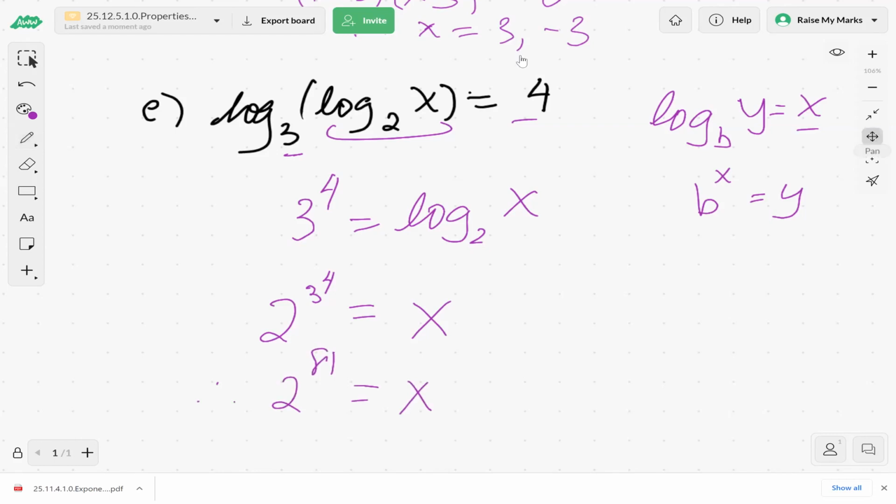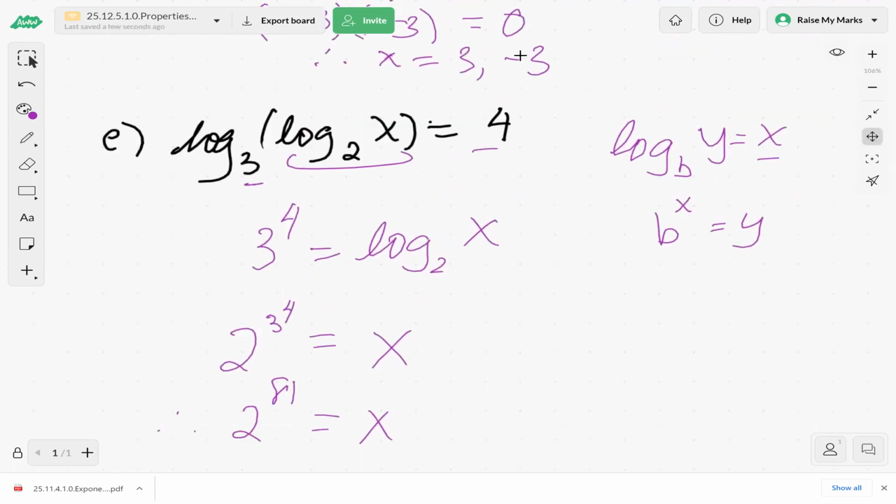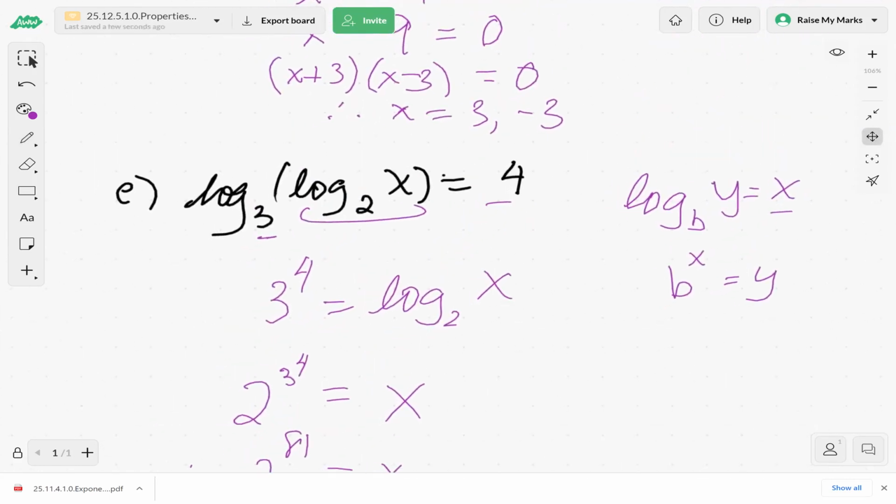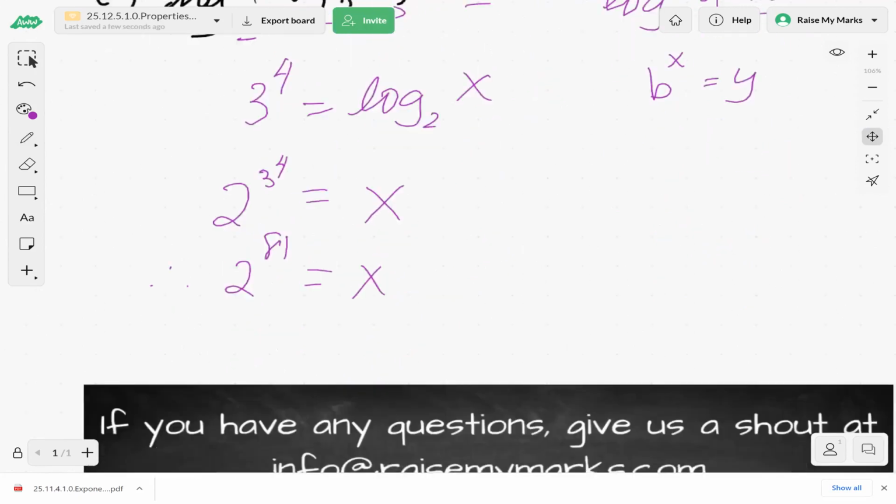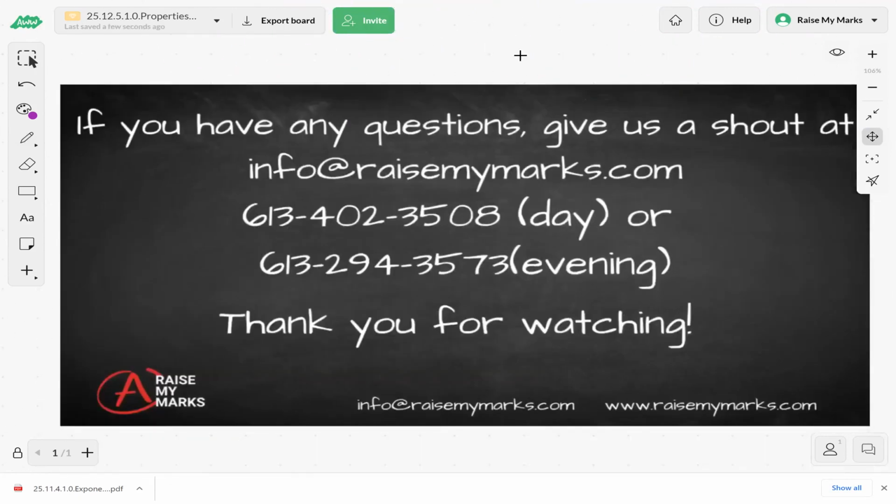Good. All right, so we've applied many of the rules or laws of logarithms to get our answers. This brings us to the end of our logarithms.